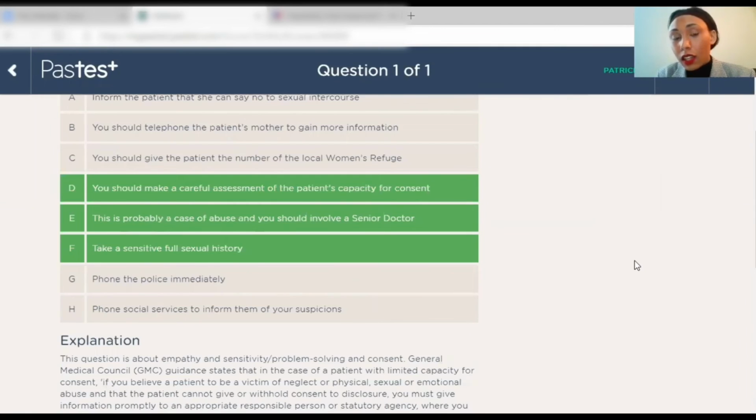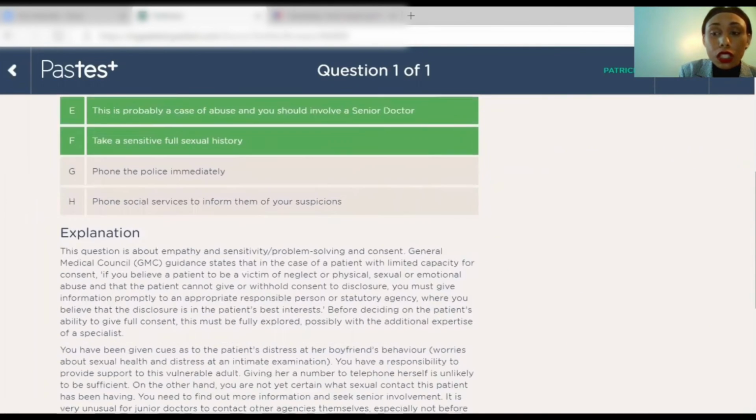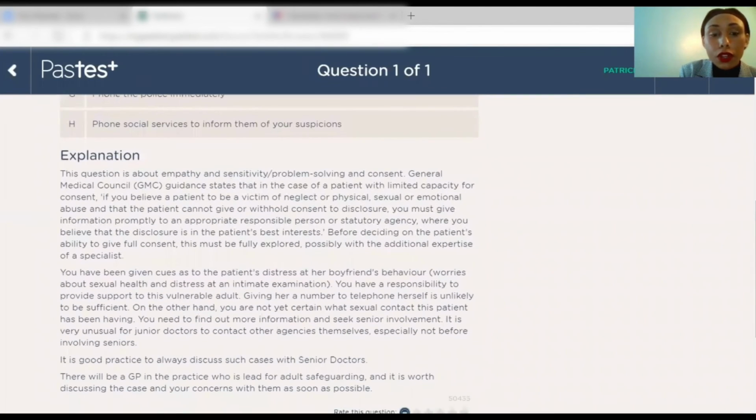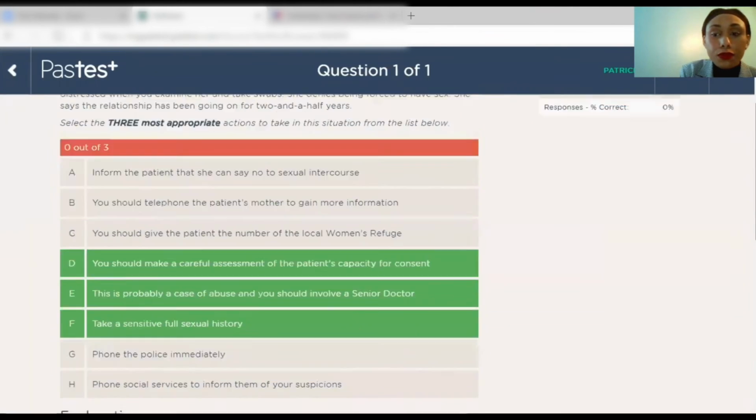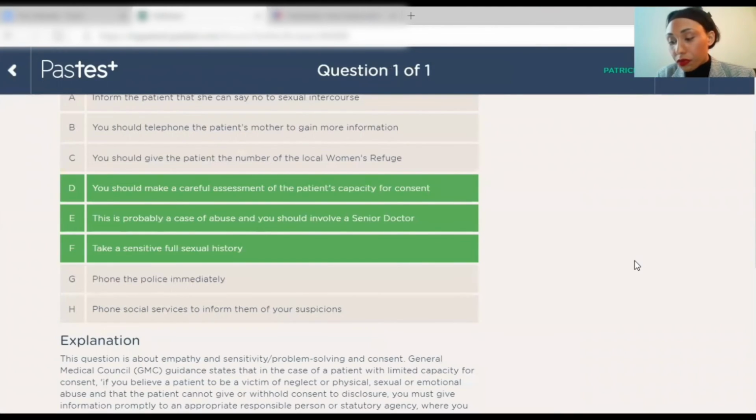Make sure you know that. And of course, take a sensitive full sexual history. Now, like in the previous questions, there's a very, very good explanation here. A few other things again to touch on would be know what to look out for and when to seek support regarding abuse. Now, this is not just for females, this is for men as well, and also for children, the elderly, and of course, vulnerable, as in this case. So make sure you know who to contact when you're working in a GP surgery or in the hospital, or even an outside agency like social services.